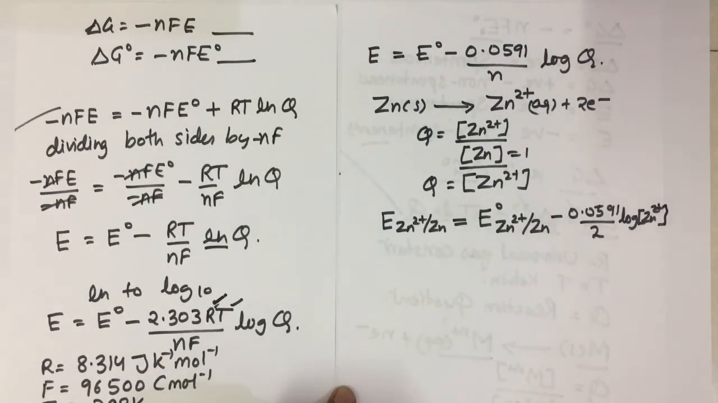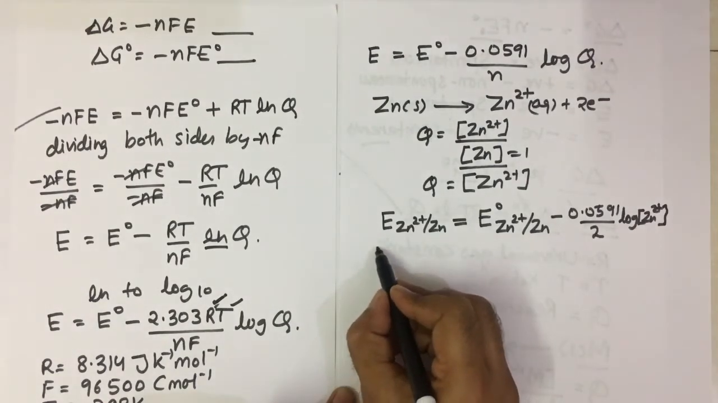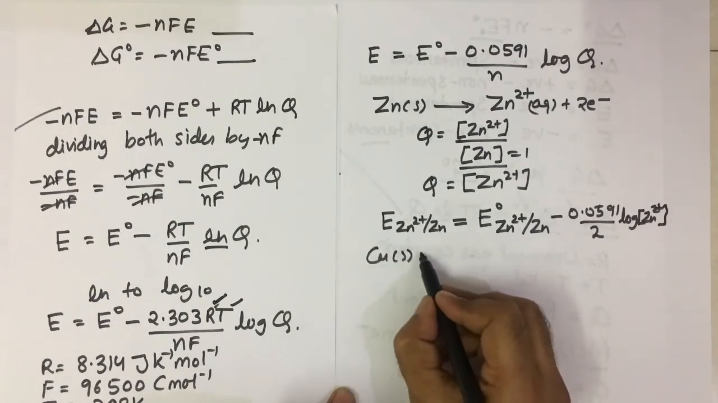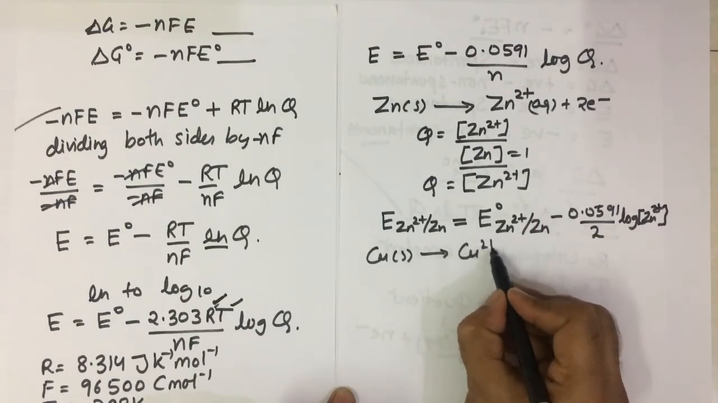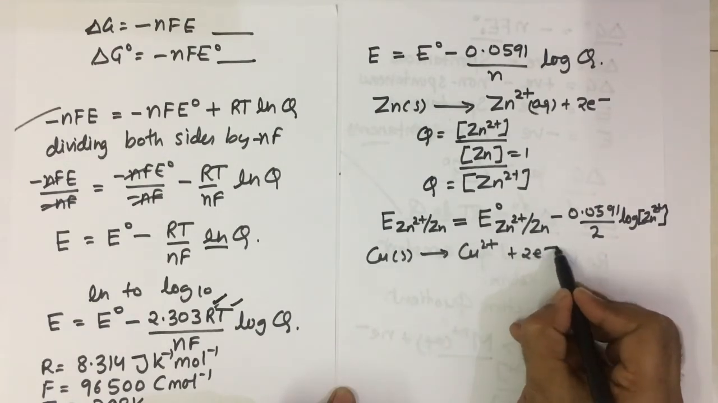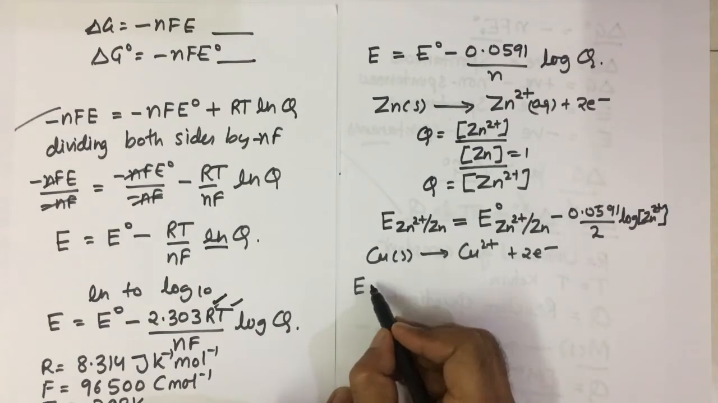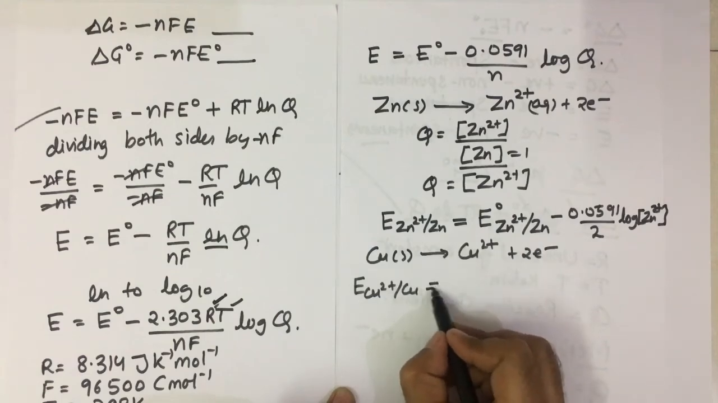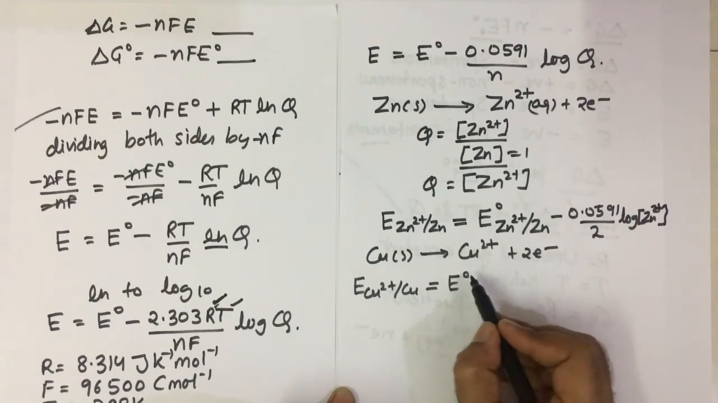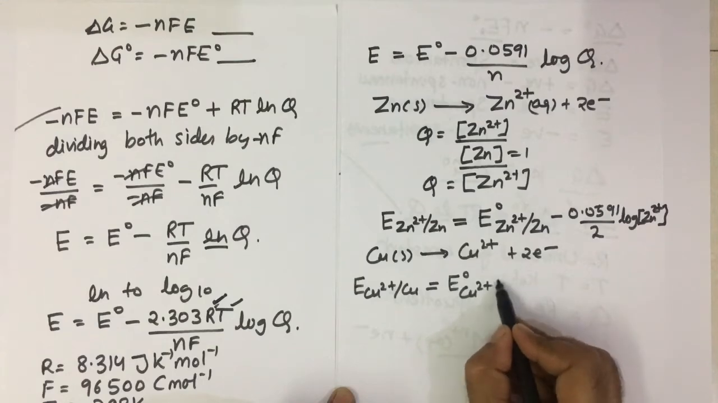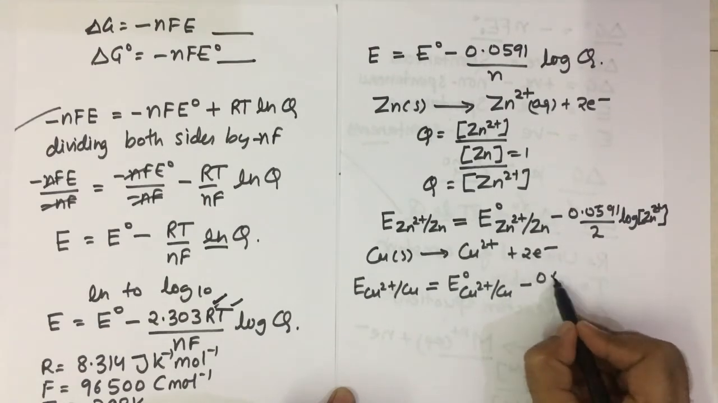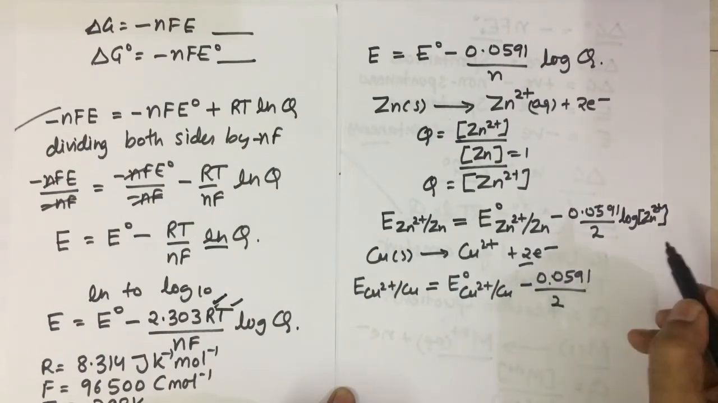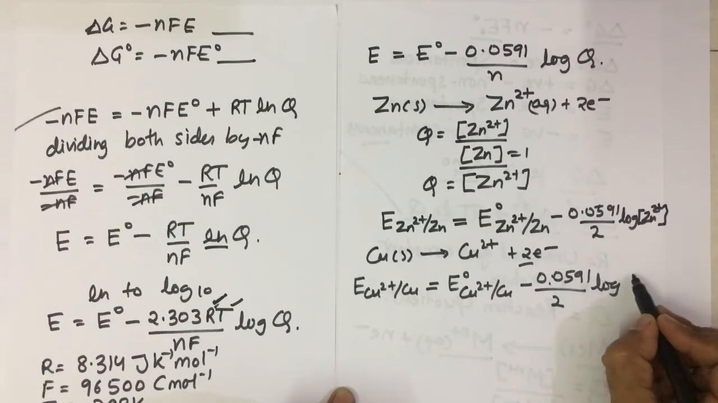Now similarly we can write it for copper also. If we have the expression of copper, Cu solid forms Cu2+ plus 2 electrons. We write E of Cu2+ upon Cu, which is equal to E naught Cu2+ by Cu minus 0.0591 upon 2, where 2 is the number of electrons, log of Cu2+.